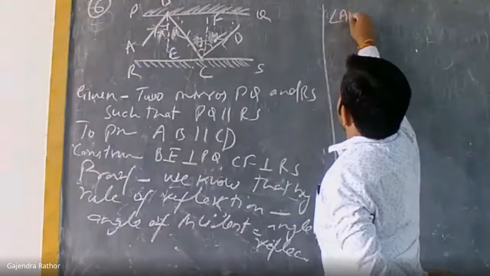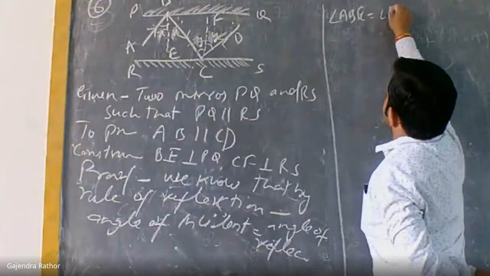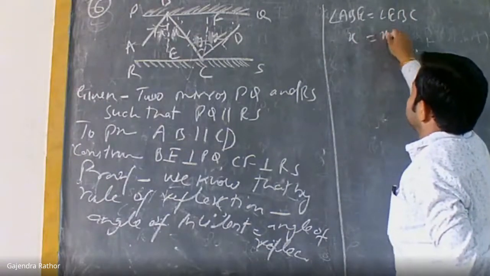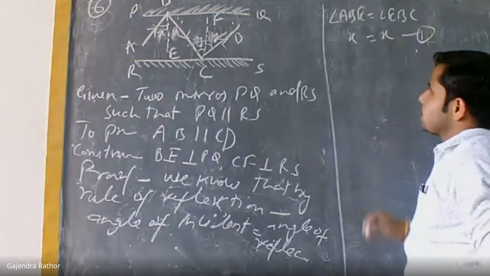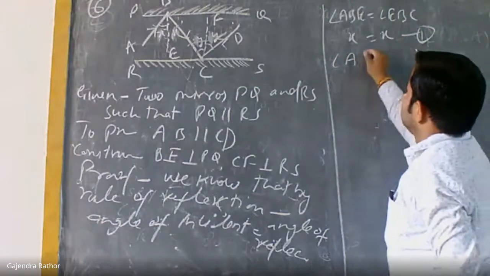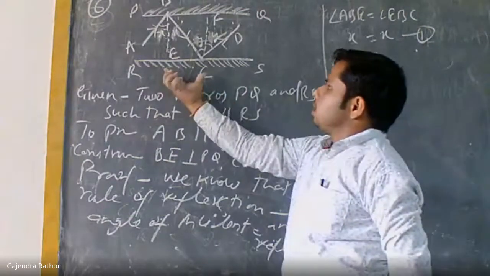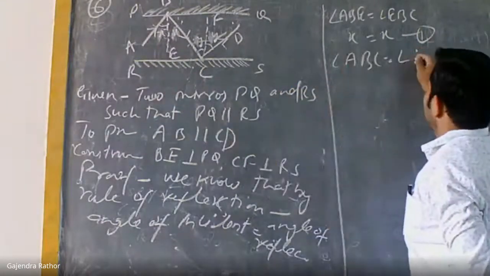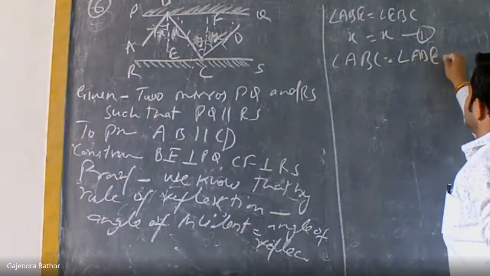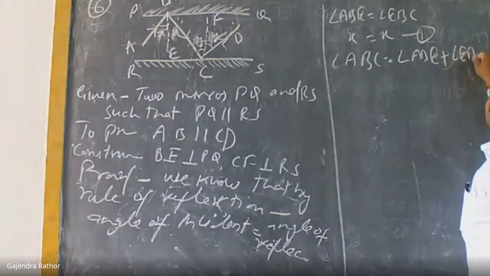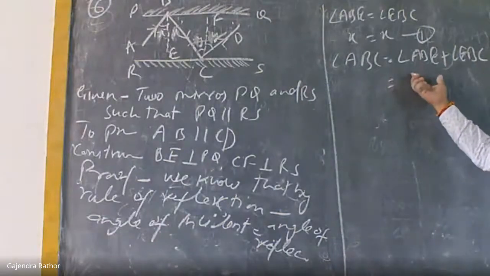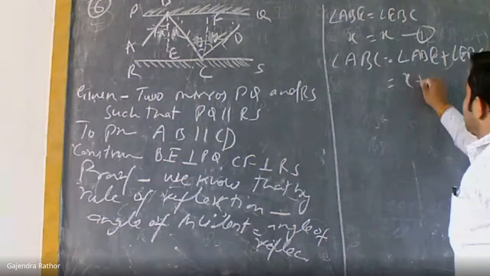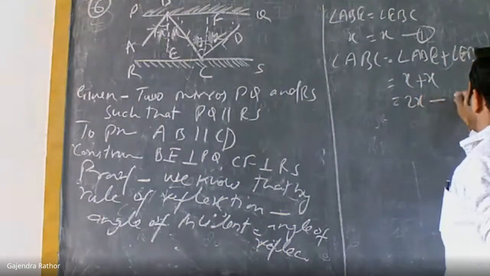So angle ABE is equal to angle EBC. What is the angle ABE? This is X and this is also X. So they are equal. Equation number 1. Now angle ABC. ABC is made up of two angles, first ABE and EBC. So ABE plus angle EBC. What is the value of ABE? This is X, and EBC is also X. So this will come 2X. Equation number 2.